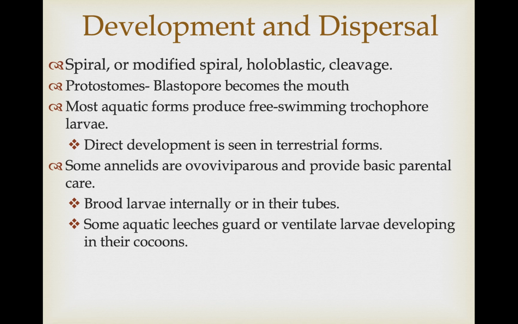And as I mentioned, most of them are oviparous, but there are some annelids that are ovoviviparous and provide some basic parental care to increase the survivorship of their young early on. So they may brood their larvae internally or in tubes in some of the tube worms. The aquatic leeches will actually guard and ventilate their larvae during development in the cocoons that they produce. So there is some parental care.